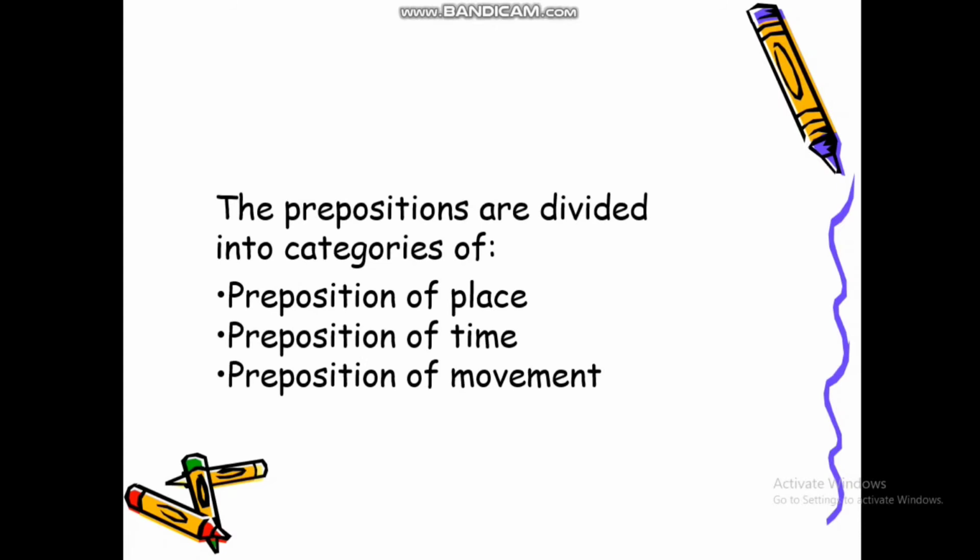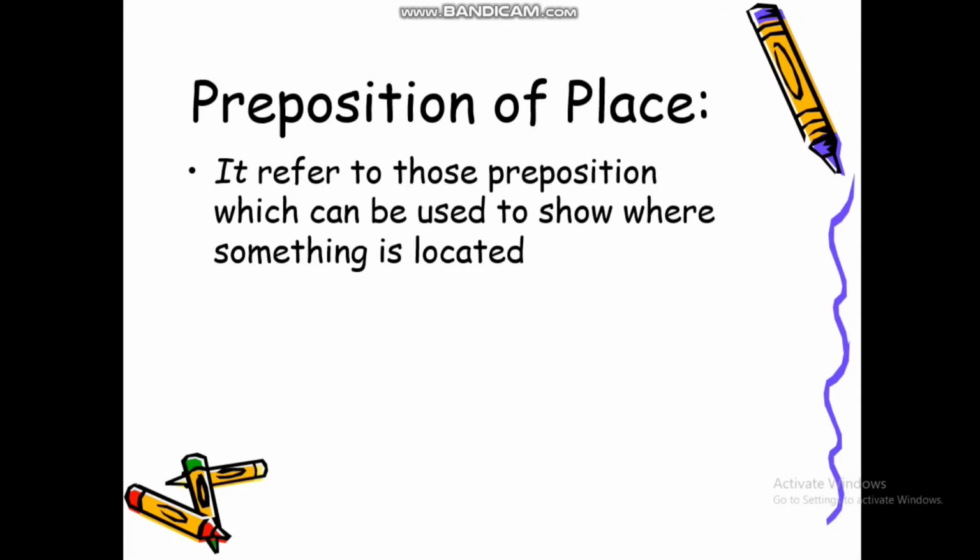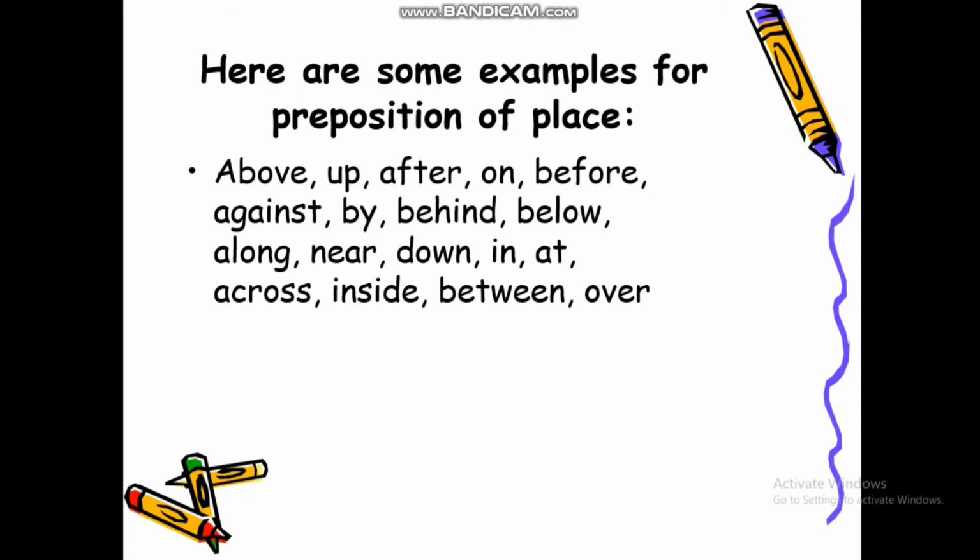So prepositions are divided into categories: preposition of place, preposition of time and preposition of movement. So first of all, preposition of place. It refers to those prepositions which can be used to show where something or someone is located. Here are some examples for preposition of place: above, after, on, before, and many more. It shows where something or someone is located.